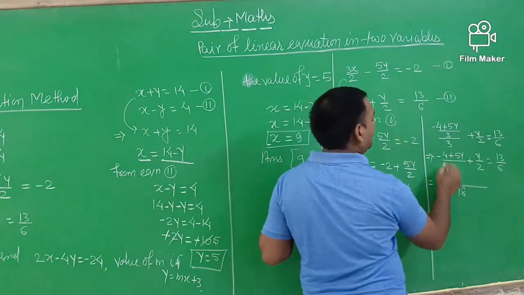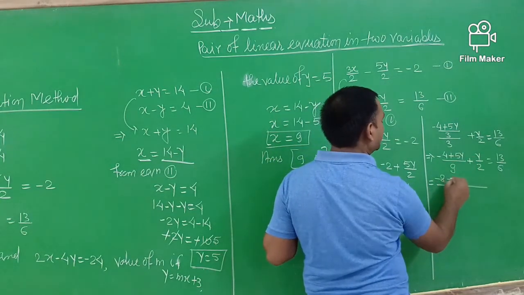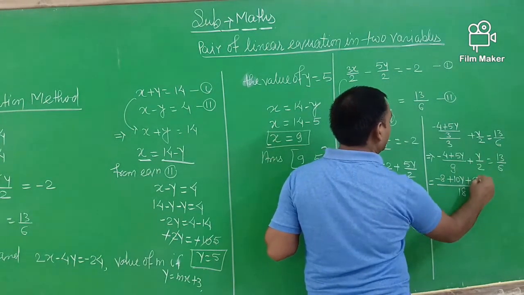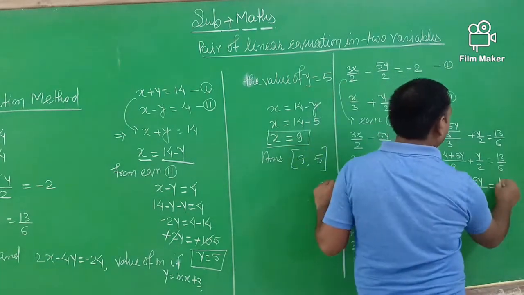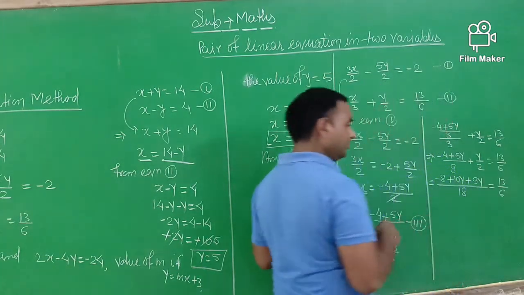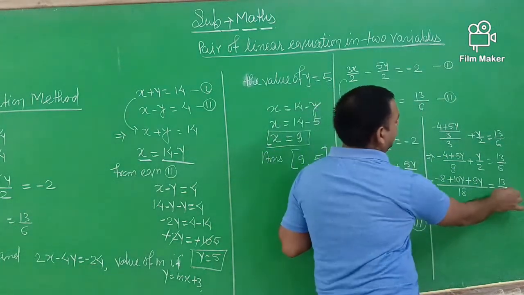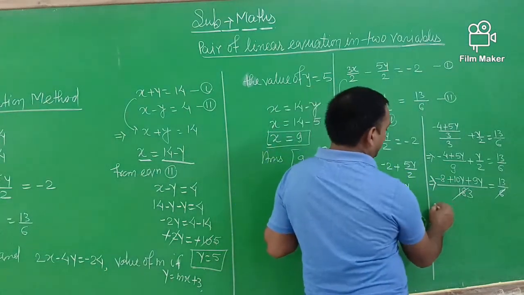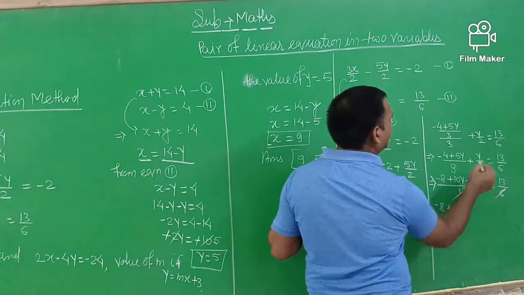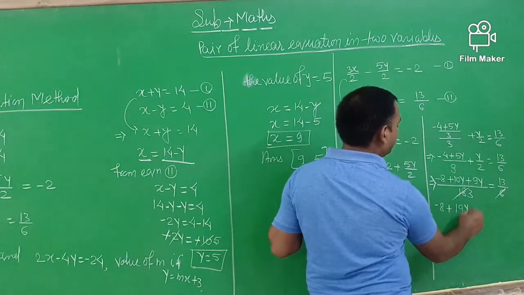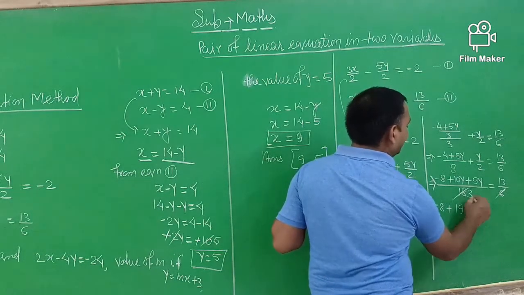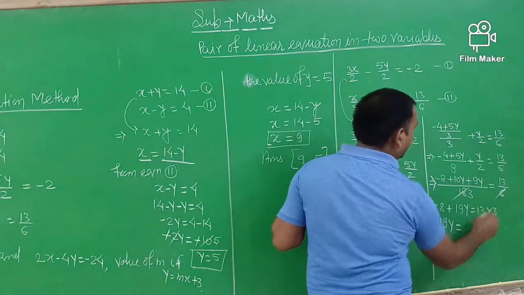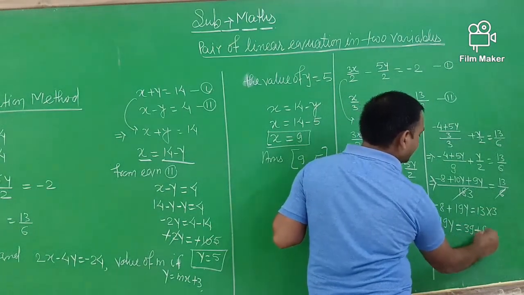So 2 4s are minus 8, 2 5s are 10. So plus 10y plus 9y, it means 9 into y, 9y. This is equal to 13 by 6. So you cancel the denominator, 6 3s are 18. So it is a 3. Here minus 8 plus 10y plus 9y, it is 19y, equal to 13 multiplied by 3.